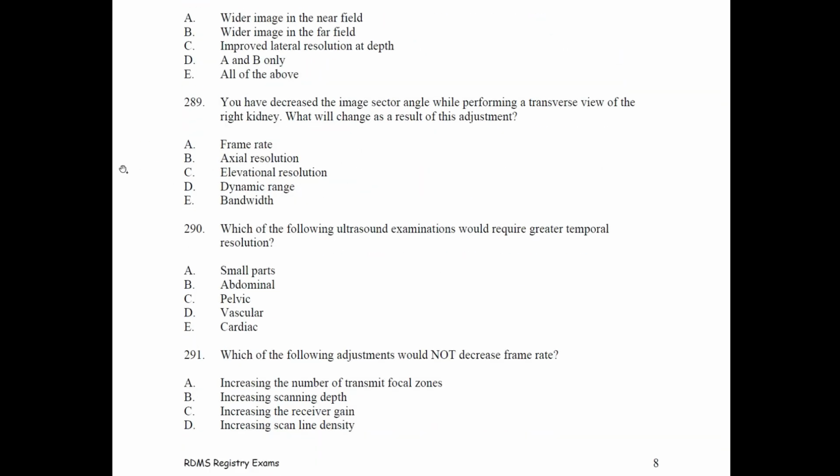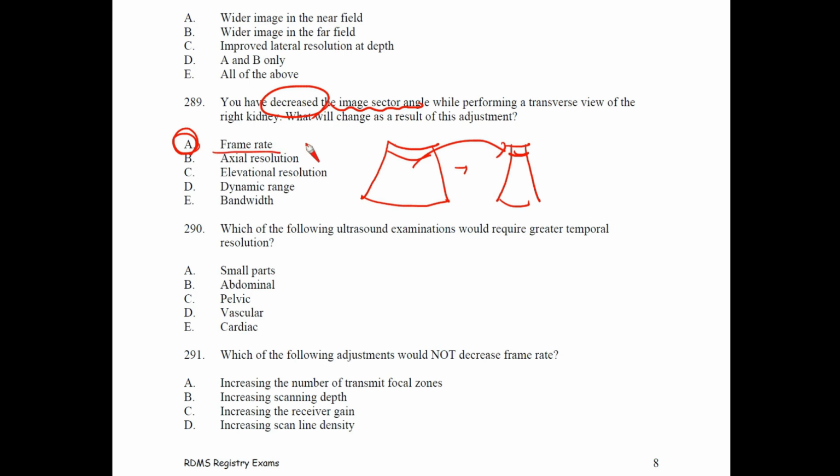Next, let's move on and look at question number 289. In the question, the key phrase is that the image sector angle has been reduced. If you draw a diagram, this question is asking what changes occur when the sector angle, which is about this size, is made narrower. Since the range itself is reduced, you can see that the scope of work that needs to be done also decreases accordingly. As a result, you can expect an outcome where the frame rate increases. So you could say that the thing most closely related to the sector angle is the frame rate. This part is also important, so I want to emphasize it.